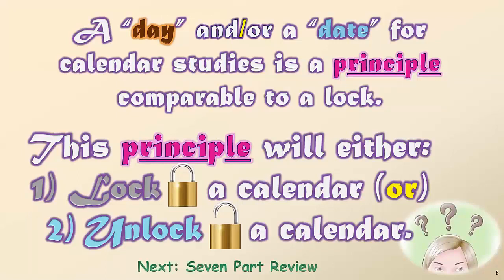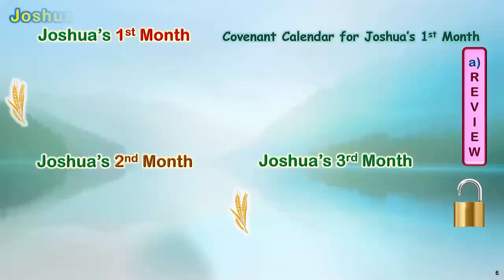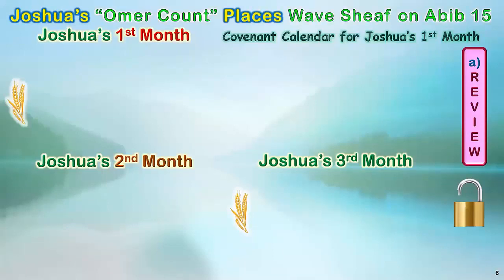Next coming up is going to be a 7-part review, so I hope you can follow me. This is Joshua's Omer count, and he places the wave sheaf on Abib 15.